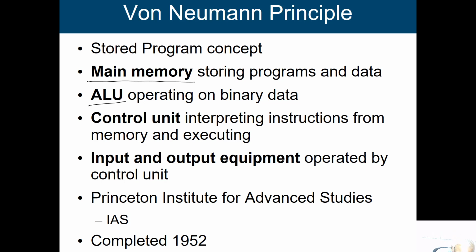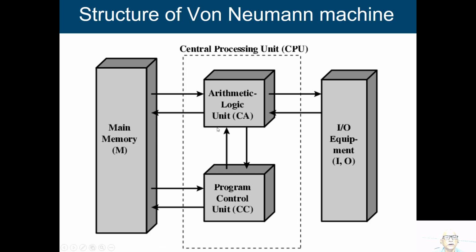We have a control unit for interpreting the instructions from memory and executing them, and along with that we have input and output equipment, so that we can provide input to our processor and we can get the result. This is called the IAS model, or Institute for Advanced Studies of Princeton Institute, and it was proposed by von Neumann. Okay. Now, this is the structure of von Neumann architecture.